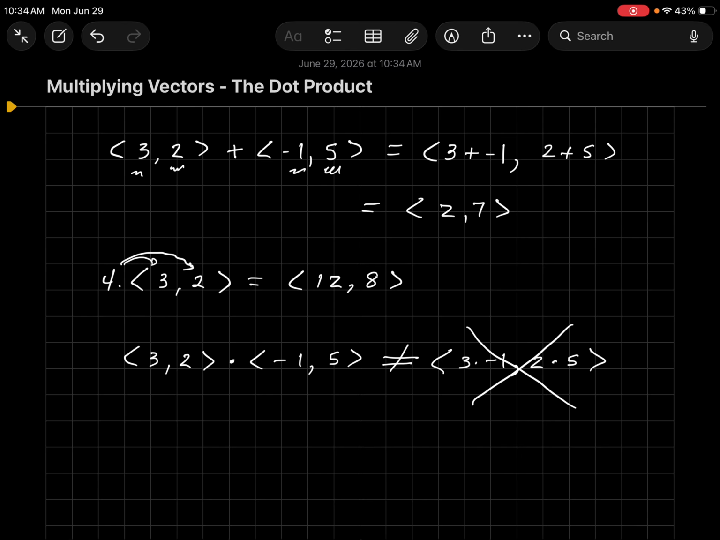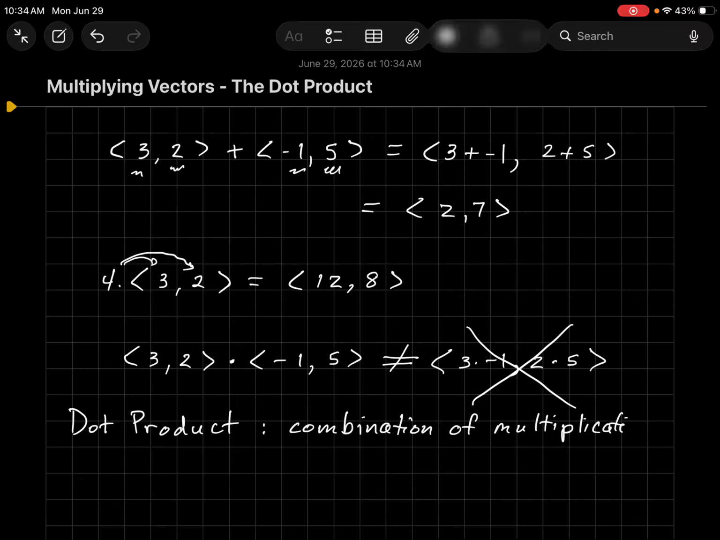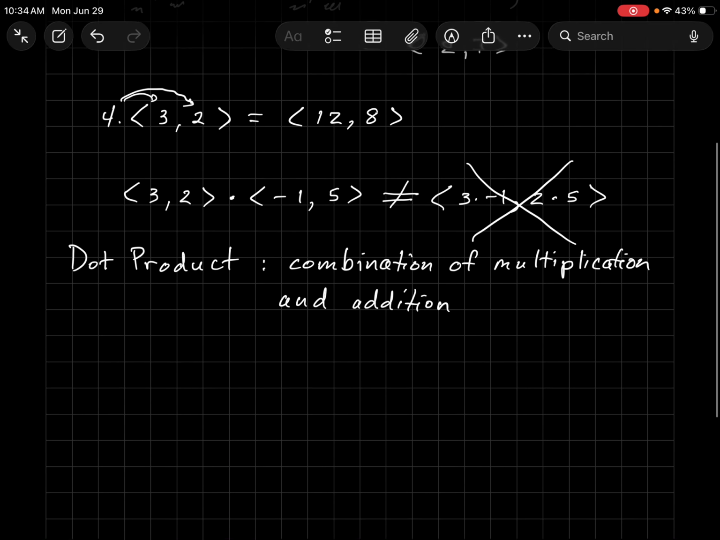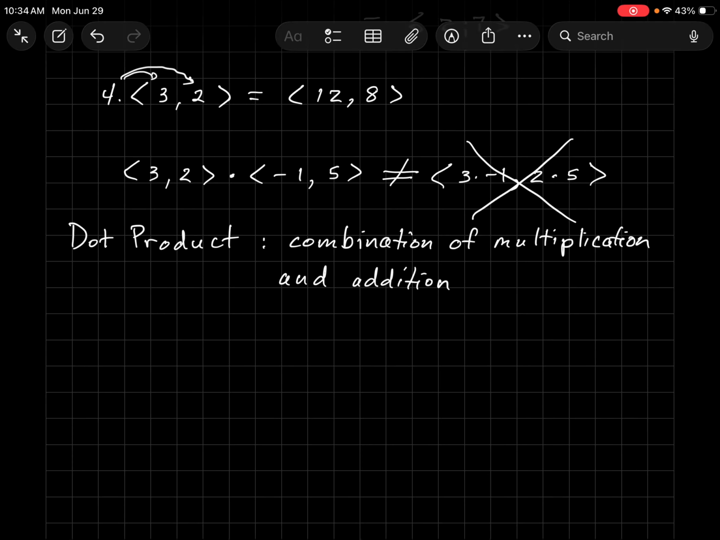The dot product instead is a combination of multiplication and addition. Once you get used to it, you'll see it's pretty straightforward. The math is not difficult. But you just have to know that it is slightly more complicated than simply multiplying like things together. So what do I mean by a combination of multiplication and addition?